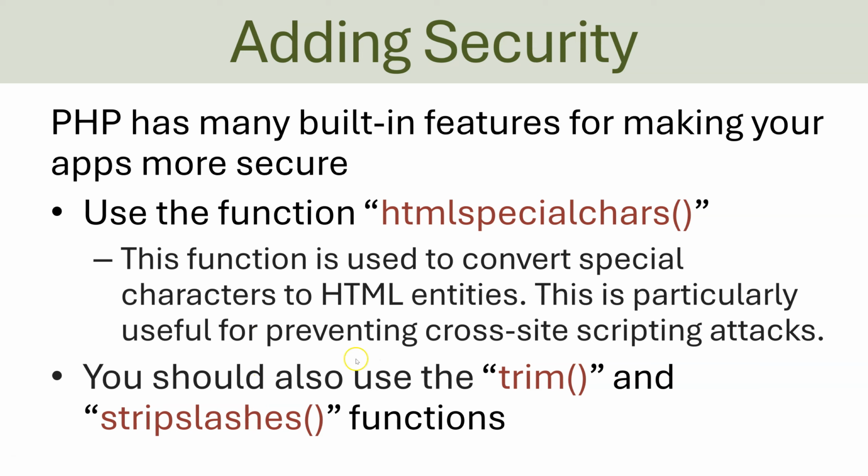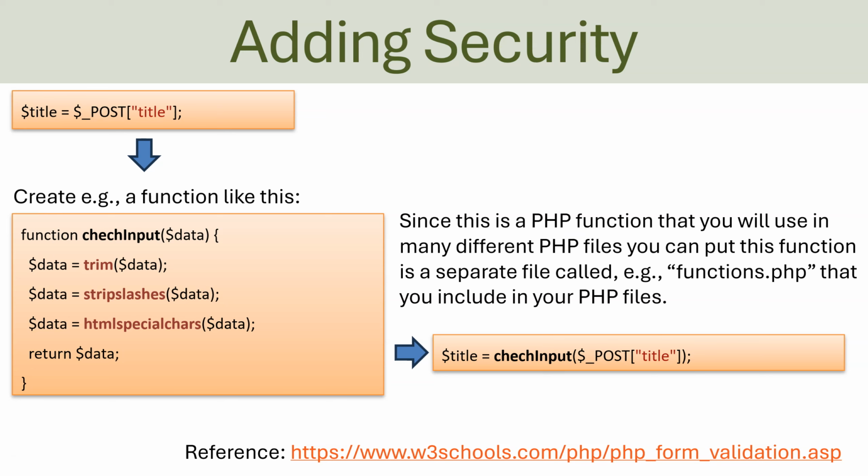You can also use other built-in functions like trim and stripslashes to improve the security of your application. Here you see a basic example of how you can use some of these built-in functions in PHP. Assuming you are retrieving the title from an HTML form by using this POST, before you save this title to the database, you should do some checking of this string that you are retrieving from another web page or the same web page.